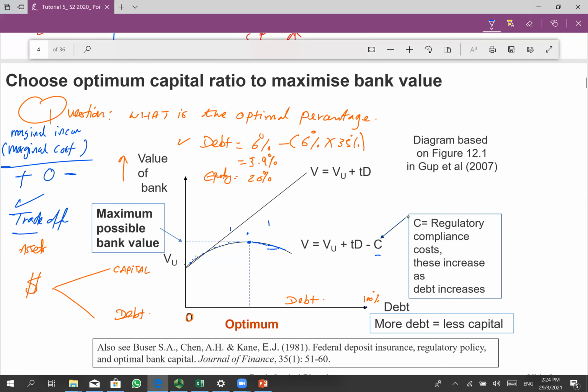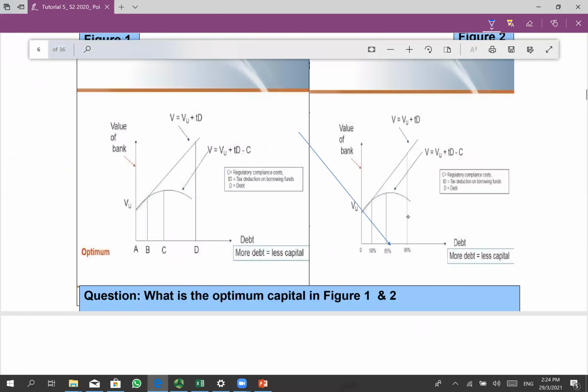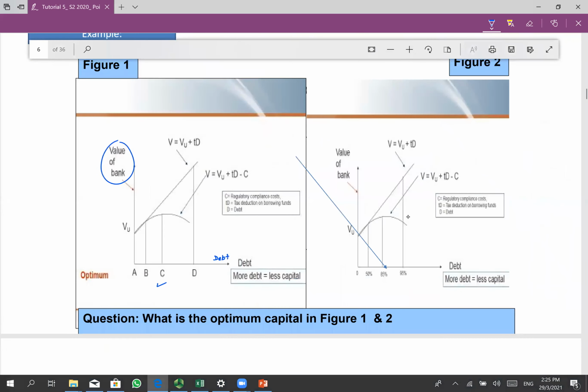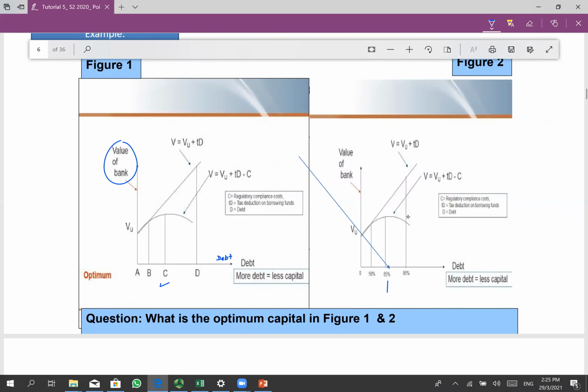So let me take you here. This was an exam question. I want to ask the class, if this is the debt, and this is the value of the firm, where should I stop? Anyone? A, B, C, or D? C. Okay, I agree with you. Now, if I convert this to numbers, this C is 85%, and this B is 50%, and this area is 85%. So how much capital should I have now?